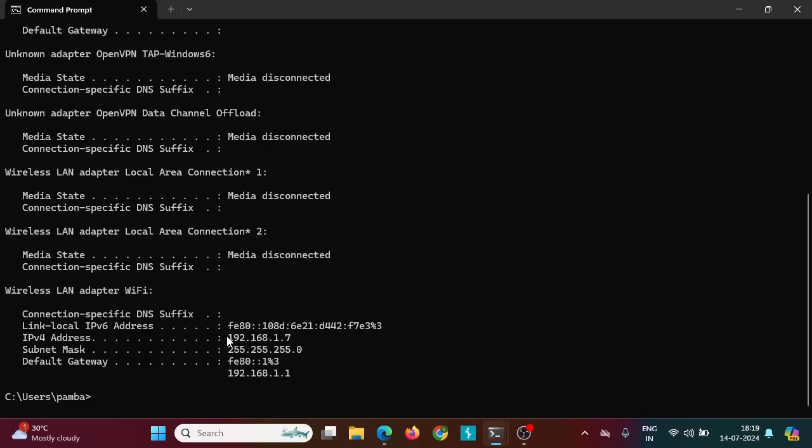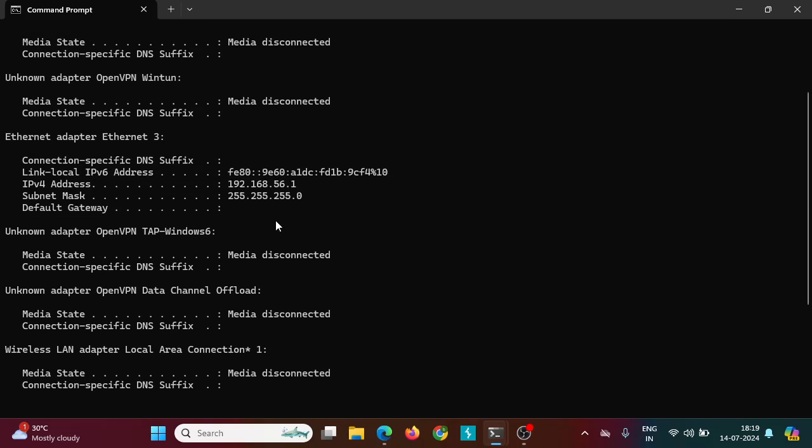DHCP is the Dynamic Host Configuration Protocol, which is used by routers. Using that protocol, the router will assign a random IP address. Each time you connect to a router, the router will assign a random IP address to your system. Okay, and here we cannot see any sort of MAC address.